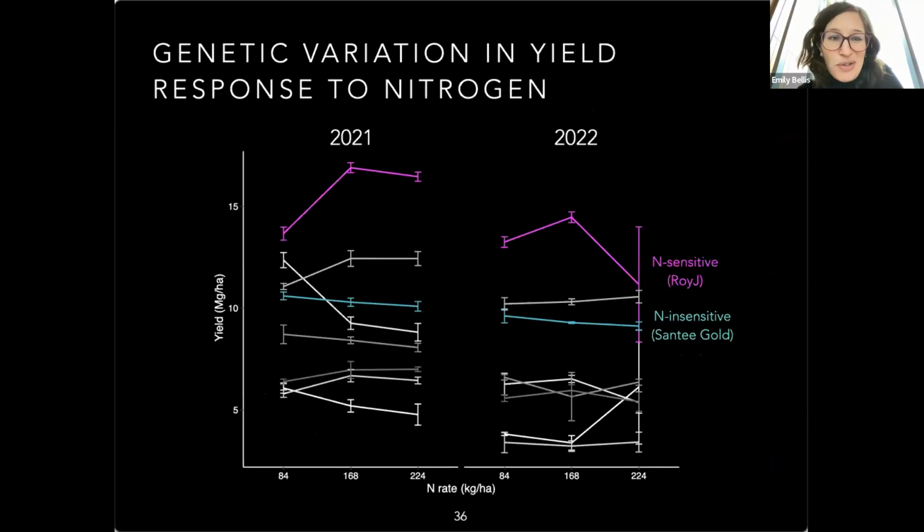I just want to show you an idea of what the yield variation looks like across these 2 years and for several of the different genotypes from the nitrogen rate study. This is nitrogen rate on the X, so 3 different nitrogen rates, and on the Y is yield. I've highlighted in pink a nitrogen sensitive variety, Roy J, and a relatively nitrogen insensitive variety, Santee Gold, where yield does not change in response to increased nitrogen addition.